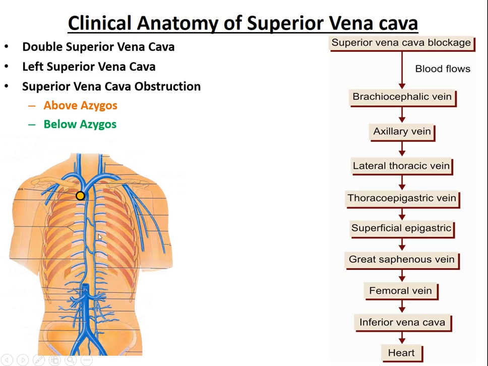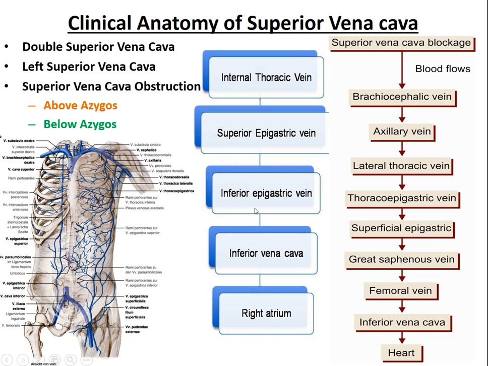Now if the obstruction occurs below the azygos vein, the venous return through the azygos channel is obstructed. So which channel remains open? The superficial channel which we have already mentioned will be open, because now blood has to flow through the inferior vena cava to reach the heart. Another channel is in the rectus sheath, through the internal thoracic to the superior epigastric to the inferior epigastric to the inferior vena cava to the heart.